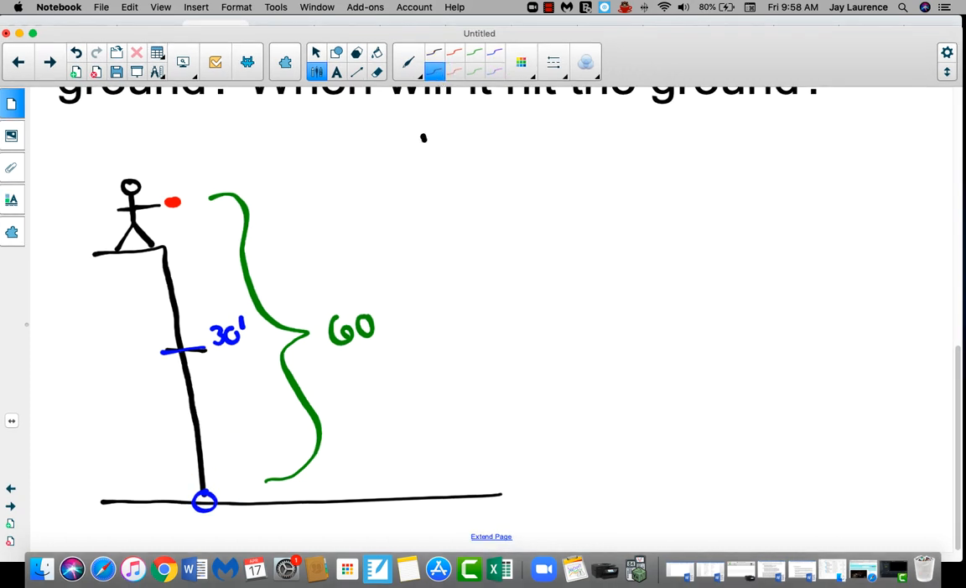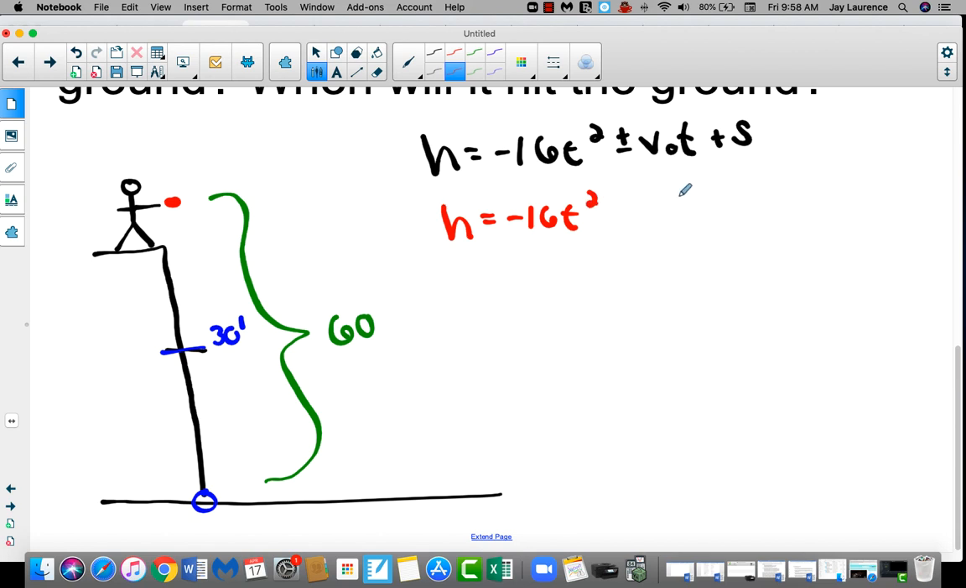So we're still going to use our formula, h equals negative 16 t squared plus or minus v sub o t plus s. We know that the starting height is going to be 60. But we also know that the initial velocity is 0 because the ball is just being dropped. So plus 60.